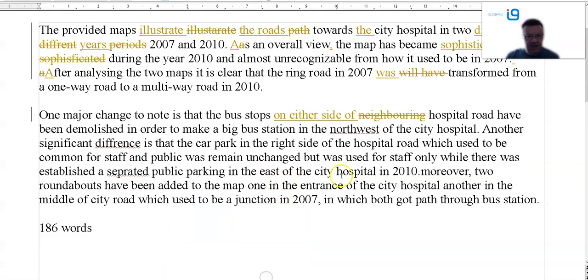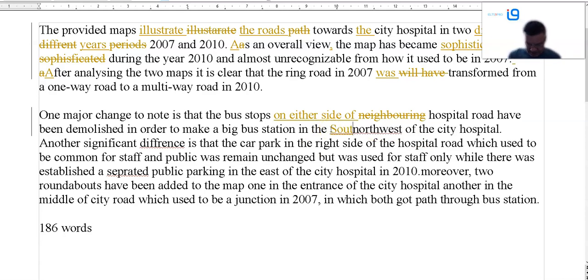So let's see. Derbyshire bus station in the northwest. Well, it's not, is it? It's in the southwest. It's either west or in the southwest. Southwest of a city hospital.